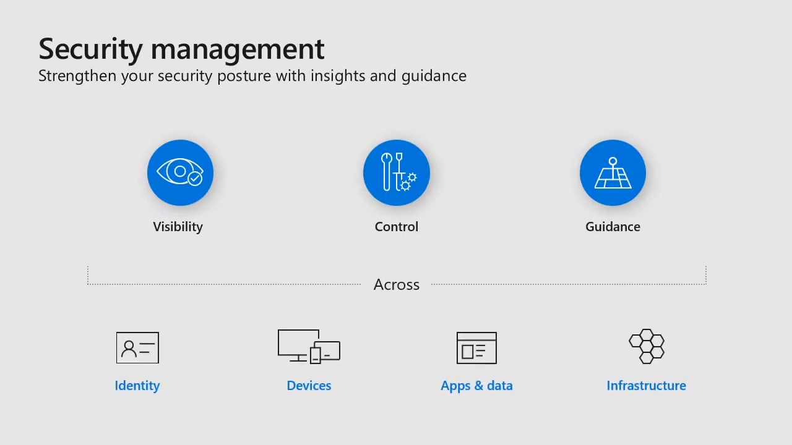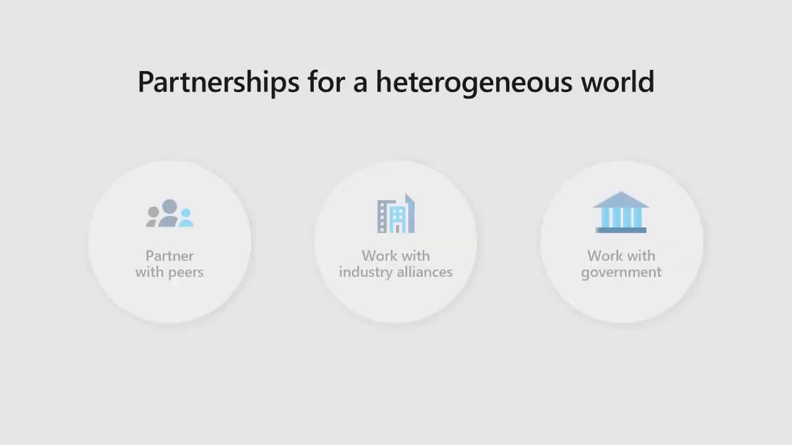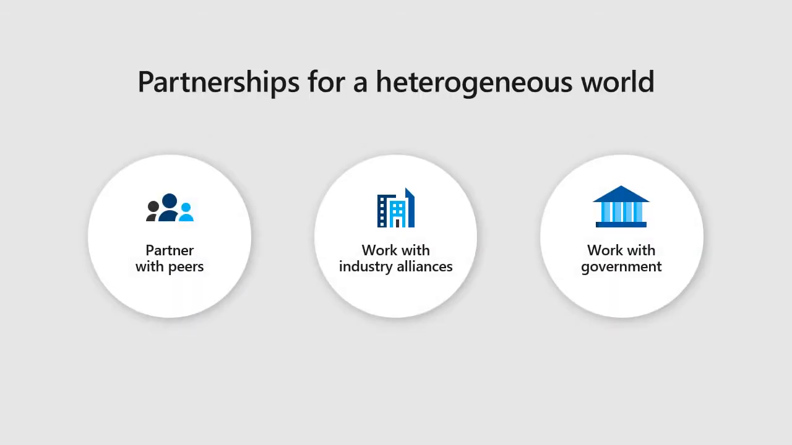Security management also allows you to strengthen your security posture with insights and guidance. So it involves giving you visibility, control, and guidance. You will see some of those examples across the Azure security solution space, and I will describe later on how you can get visibility across multiple facets of your IT infrastructure and control security management, whether it's identity, devices, apps, data, and infrastructure. Now, the third pillar is our partnerships with our many, many partners all over the world.